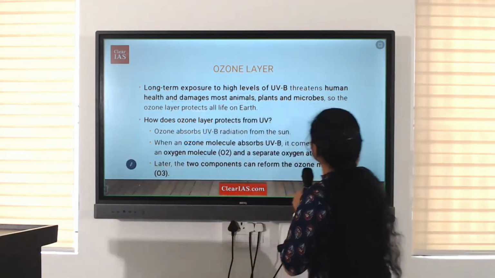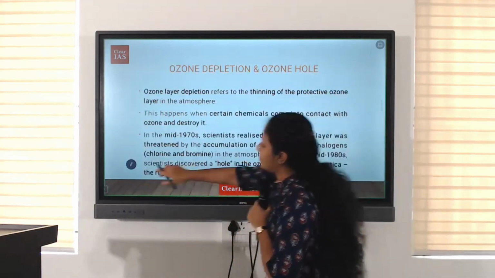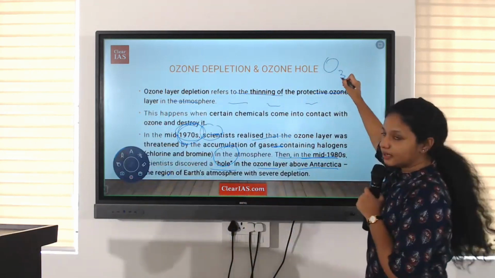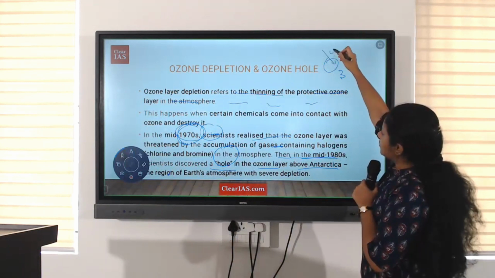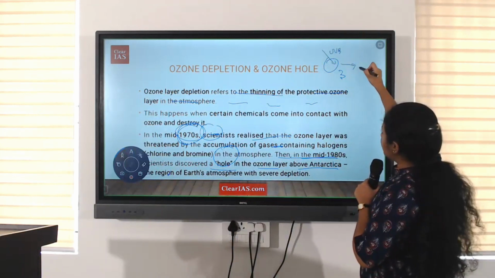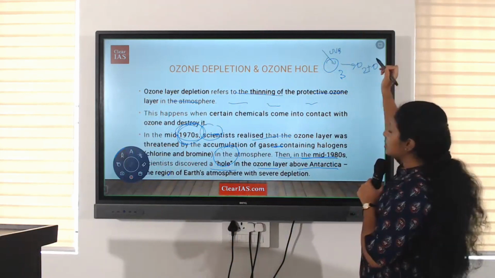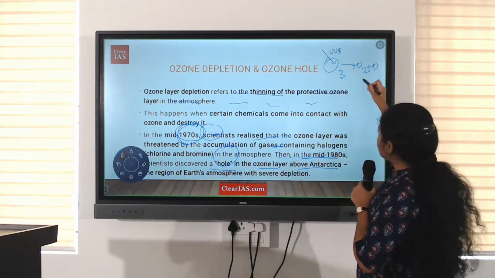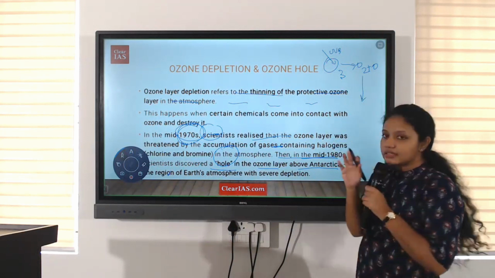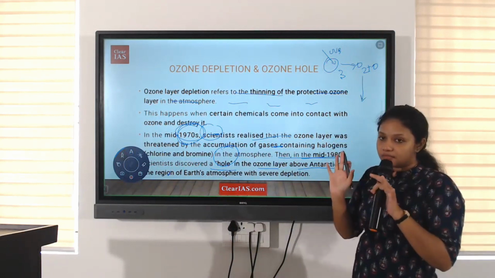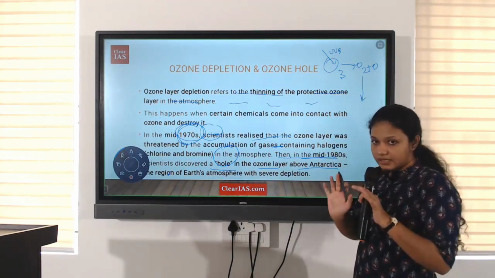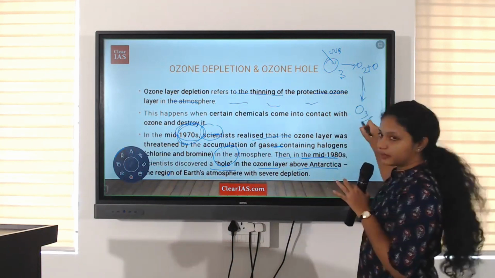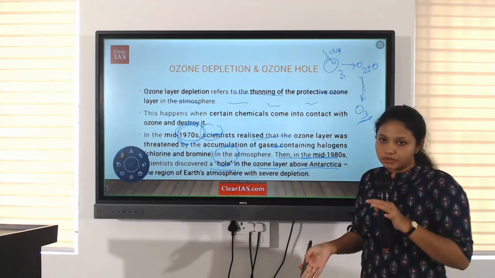I think I have a picture. See, initially ozone is there. What it does is it absorbs UVB and forms an oxygen molecule plus an oxygen atom. Then, if it doesn't have any pollutant in it, it again rejoins to form O3. This is the naturally occurring process.